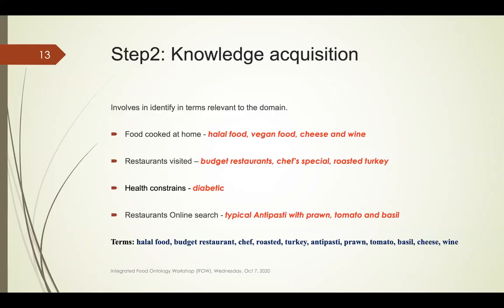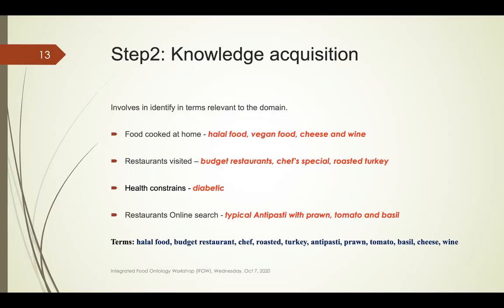So the next step is knowledge acquisition, which involves identifying terms relevant to the domain. So we saw that food cooked at home, they would cook halal food, vegan food, they would take cheese and wine. So this type of information provided some understanding of their background, religion, dietary choices, restaurants visited, their health constraints, what would be their online search typically.